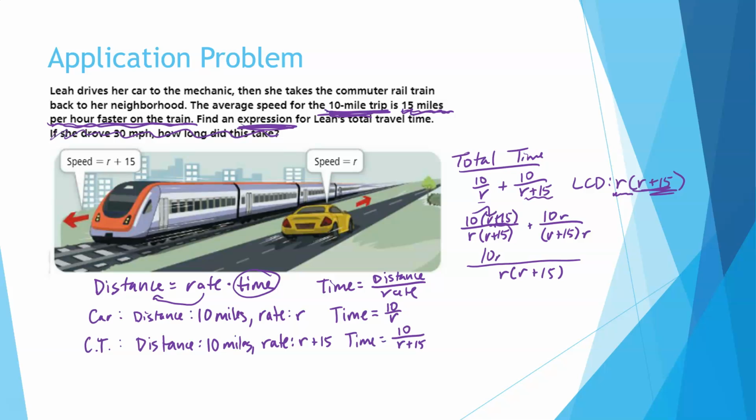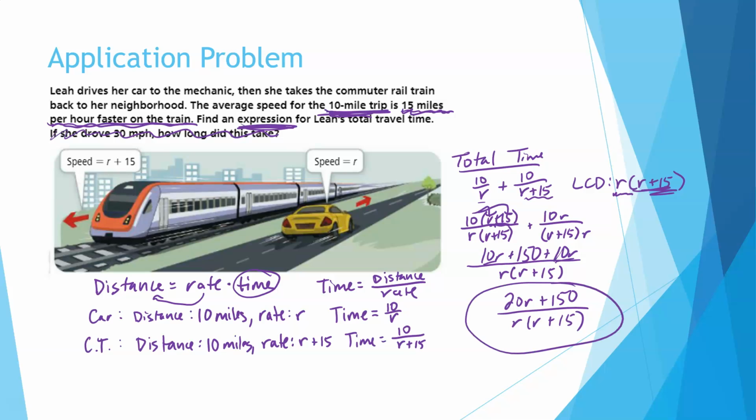This first one, I get 10r plus 150. Since we're back to addition, I just get to add the 10r on the other side. Last but not least, combine like terms: 20r plus 150 over r times r plus 15. Now don't forget, so this would be the expression we could use. Okay, so we'll stop there.